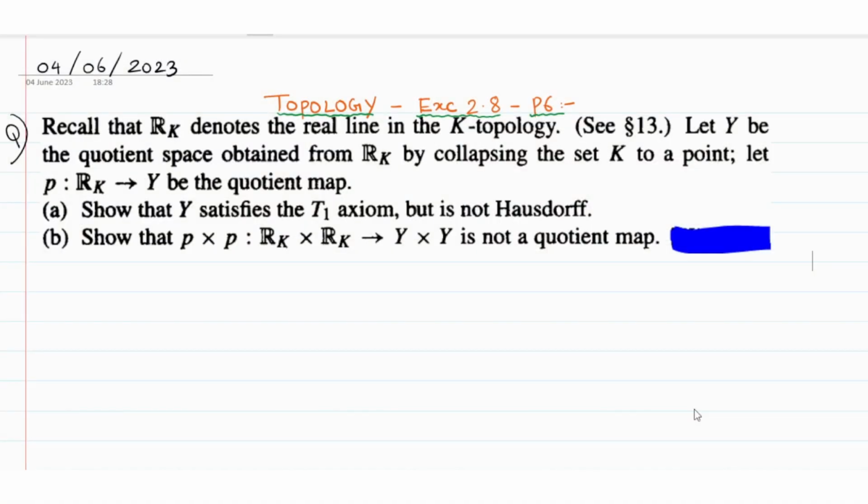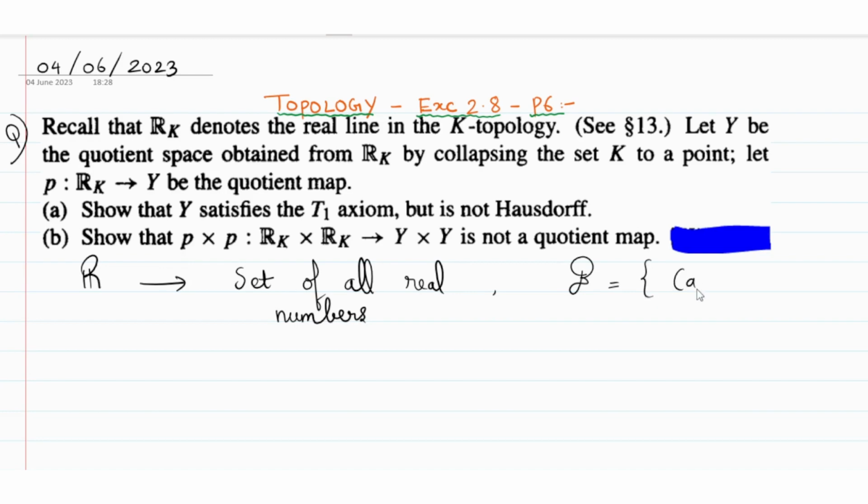So here it is given that the space Rk is the real line in K topology. First let's define that. We know that the space R is the set of all real numbers, and its basis is the collection of all open intervals (a, b) such that a is less than b.